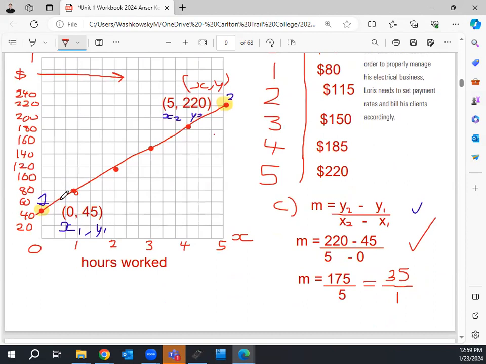And I can kind of check this, right? I'm going to circle this because this is the final answer. This is my slope. I always circle my final answer. But I can always check this. I can go to my graph and see, if I run 1, did I go up 35? It looks like I did. Yes, I did. And so on and so forth.